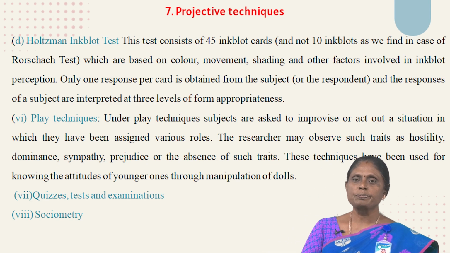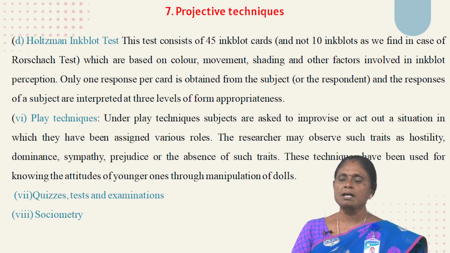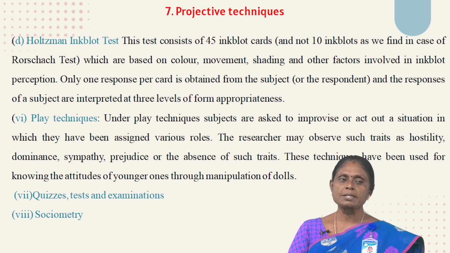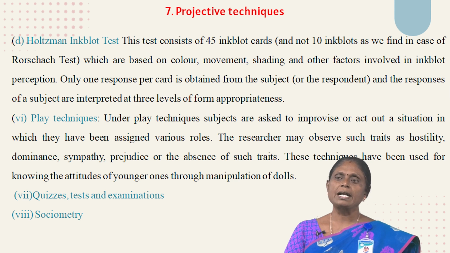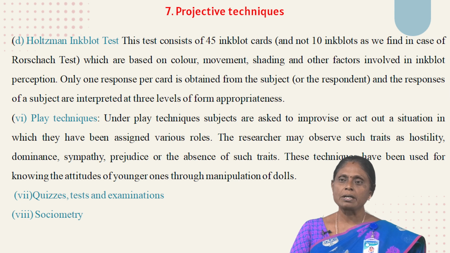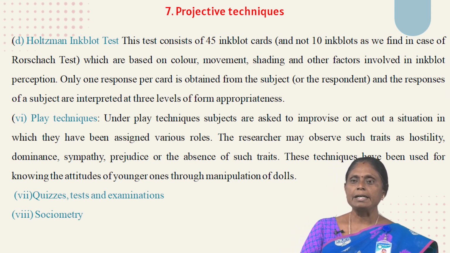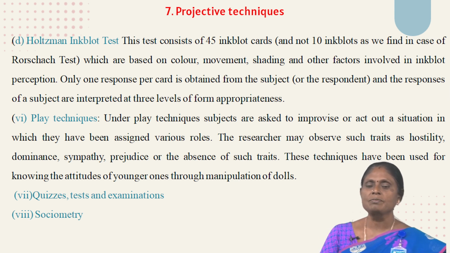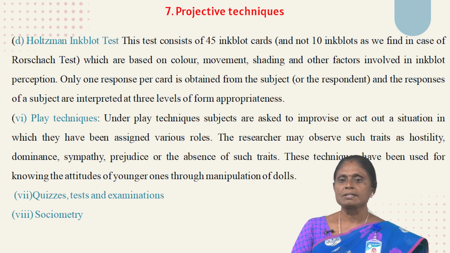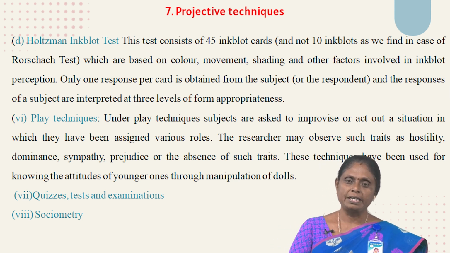Next, the Holtzman ink plot test. It consists of 45 ink plot cards, and not 10 ink plots as we find in the case of Rorschach's method. These are based on color, movement, shading, and other factors involved in ink plot perception. Only one response per card is obtained from the subject, and the responses are interpreted at 3 levels or forms of appropriateness. The play techniques, faces test, examination, and sociometry are all various projective techniques.